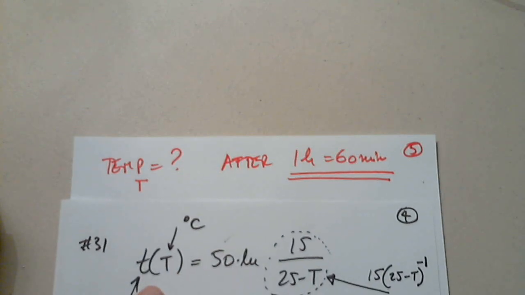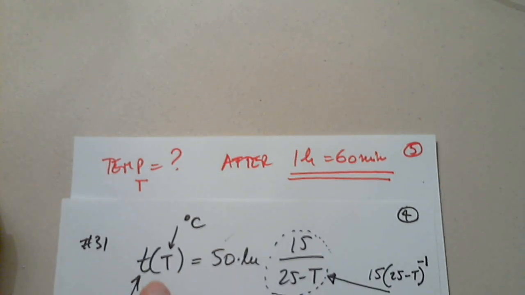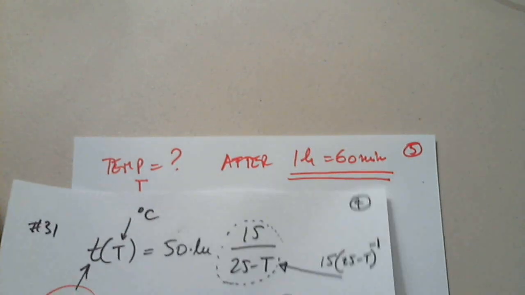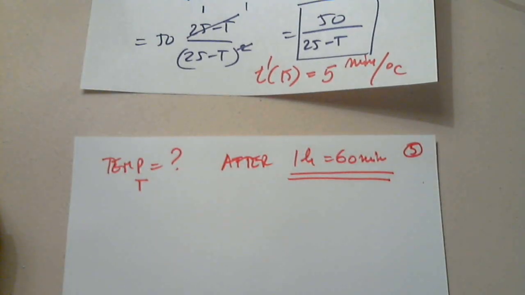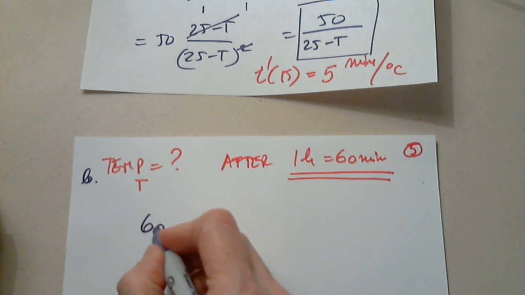Over 25 minus 3, so we get 6. So we have the number of minutes, which is 60. Correct. Yes, awesome. 60 minus 50, which gives us 10.